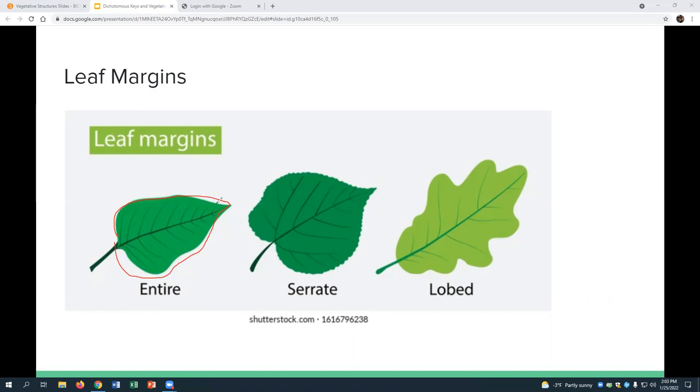Then we have a toothed leaf. We can't get very specific on exactly what the teeth look like. In your book, you'll see they have denticulate and crenulated. Serrate is a really common one, like a serrated knife. That's why I picked this one here as our main example, our most common form of leaf that does not have an entire margin. Or we can have a smooth edge that has some really obvious waviness to it. So this would be a lobed leaf. Like an oak leaf is lobed, or a maple leaf would be lobed as well.